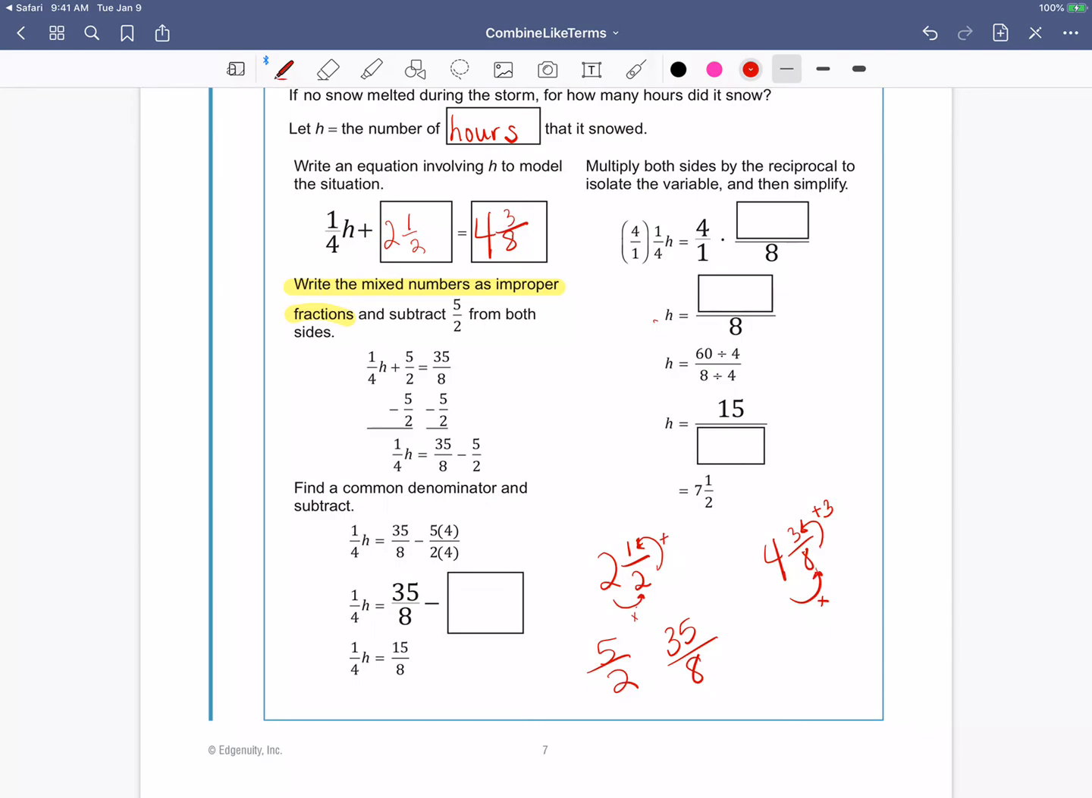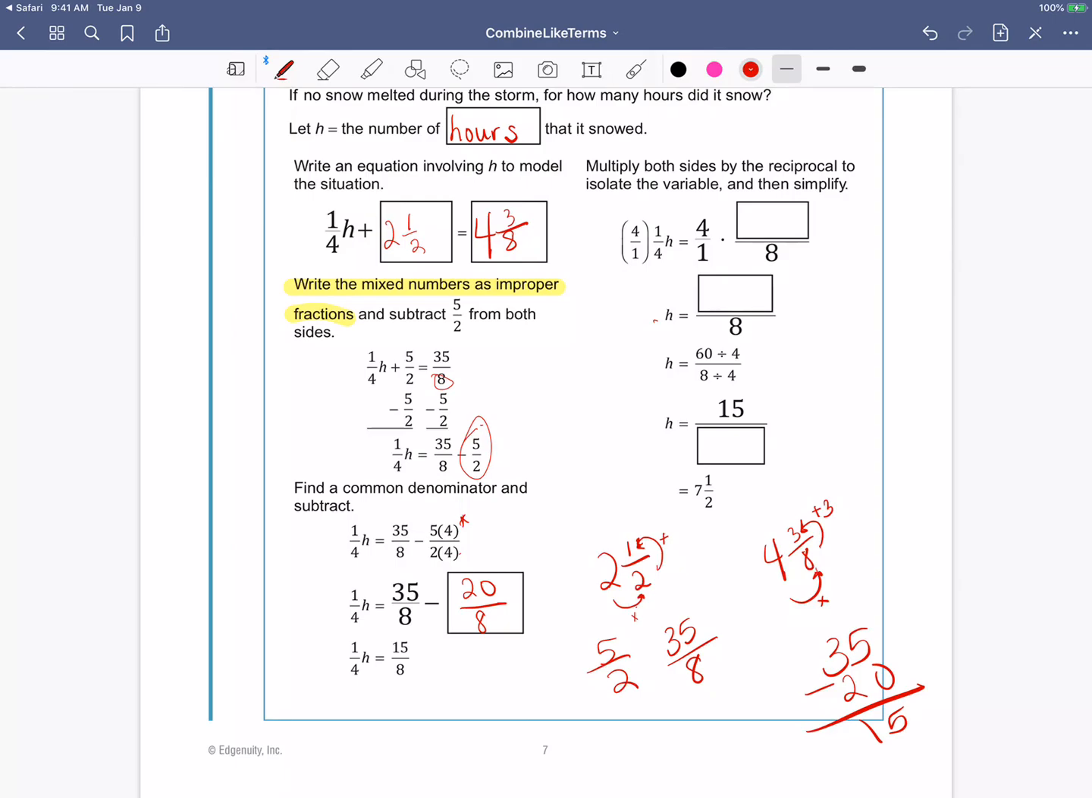Okay? Then again, same steps. I'm going to do the subtraction. Now 8 is actually my lowest common denominator, so I just need to change the 5 halves. To do that, I need to multiply both top and the bottom by 4, right? We're at this step now. When I do that, I'm getting what? 5 times 4 is 20. 2 times 4 is 8. Now when I do the subtraction, 35 minus 20, that's just going to give me 15.